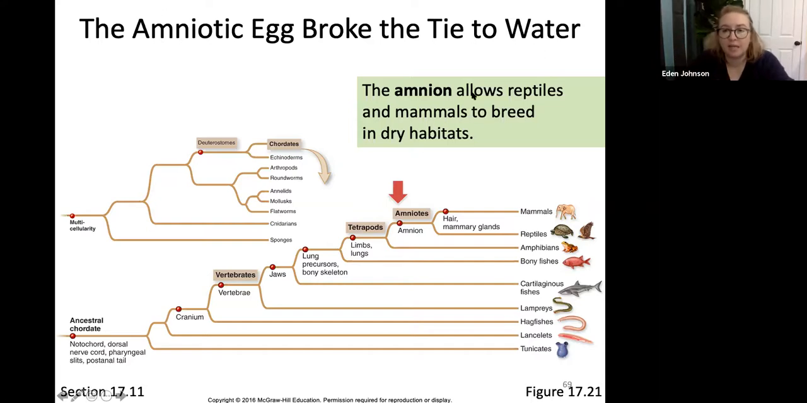So the amnion allows reptiles and mammals to breed in completely dry habitats. We do not have to have much of a link to water in order to reproduce, as opposed to amphibians, which have to because they lay their eggs and then go through tadpole stages, et cetera. So because of the amnion, reptiles and mammals are able to thrive in these dry habitats.